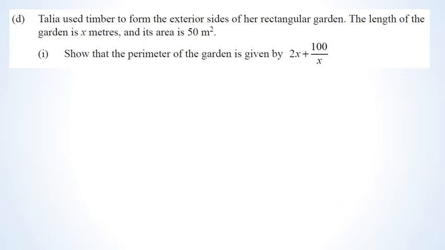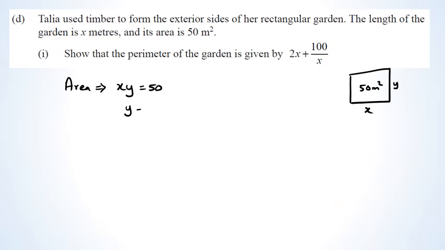Okay, so Talia uses timber to form the exterior sides of a rectangular garden. I'm just going to draw a quick rectangle here. The length of the garden is x meters and the area is 50 meters squared. Show that the perimeter of the garden is given by 2x plus 100 over x. So I'm going to need a second side here, so I'm going to have this rectangle with sides x and y. I can say that area equals x multiplied by y equals 50. So I can rearrange it as y is equal to 50 over x.